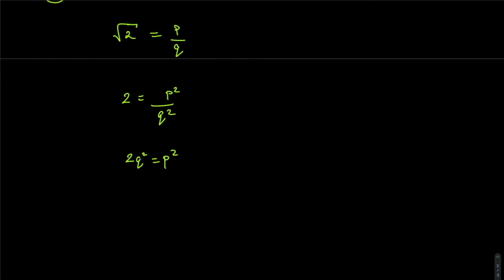So we have 2q squared. Whatever q squared may be, we don't care. We know that this whole number is even. We know 2q squared is even. So therefore, p squared is also even. So what we can deduce from this is p squared is even, and therefore, p is even.